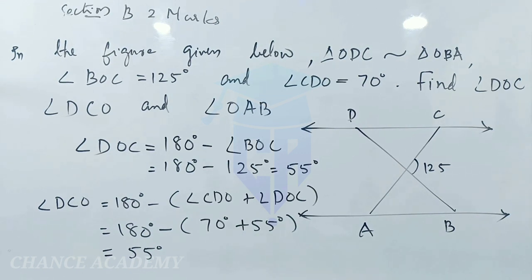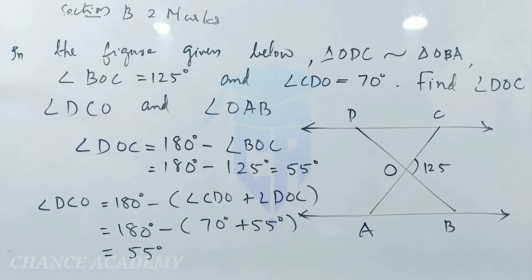In the figure given below, triangle ODC is similar to triangle OBA. It's given in the question, angle BOC is equal to 125 degrees, angle CDO is equal to 70 degrees. Find angle DOC, angle DCO and angle OAB. These are the angles that we need to find. The only thing that's known to you is BOC, given in the question as 125.